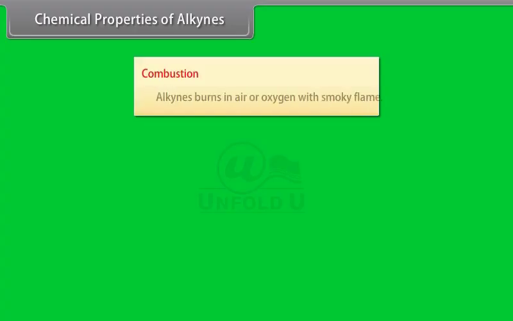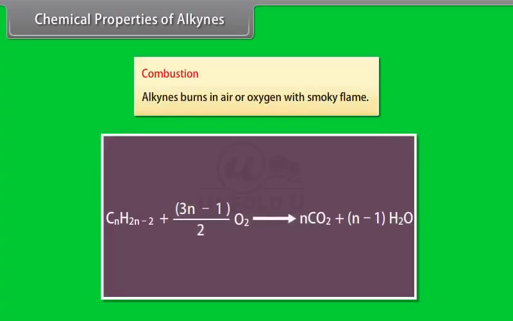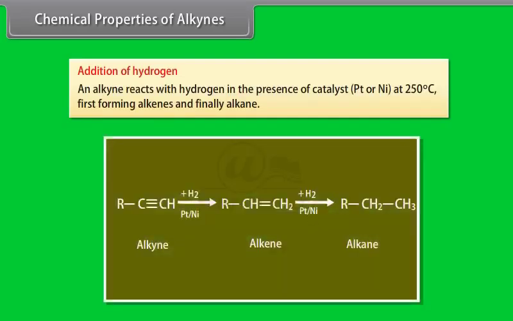Chemical properties of alkynes. Combustion. Alkynes burn in air or oxygen with a smoky flame. Addition of hydrogen. An alkyne reacts with hydrogen in the presence of catalyst Pt or Ni at 250 degrees centigrade, first forming alkenes and finally alkanes.